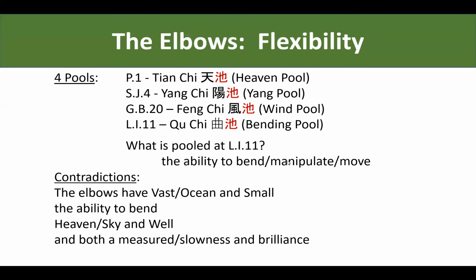And then we have the pooling of yang at Sanjiao 4 at the wrist. So when I reach out and grab things, I'm going out, that's a yang action, and I'm pulling. Okay, there's a pool of all the yang influences of the things that I'm reaching out to. And then we have the pool of the wind at the occiput. And again, the occiput and wind are highly correlated.